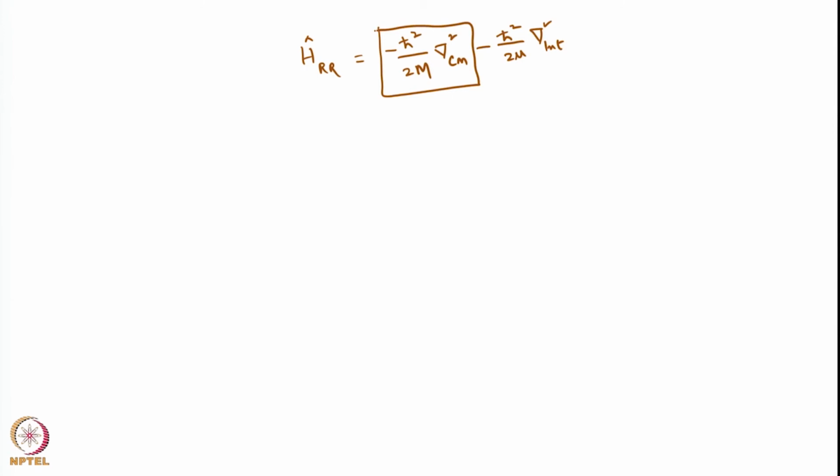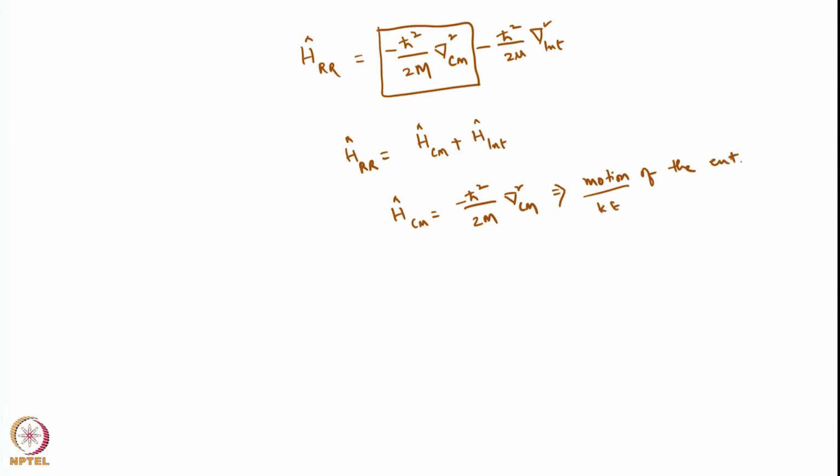Okay. So you can now calculate your H_rr as two quantities, one is H center of mass plus another is H internal, where H center of mass is equal to minus h bar square by 2M del square center of mass. So, this represents the motion or KE of the entire AB molecule.